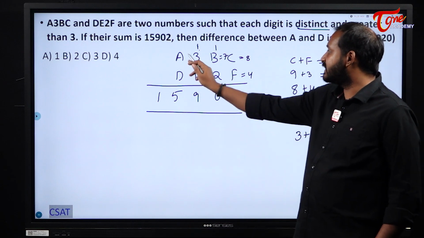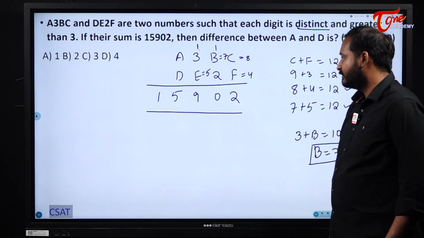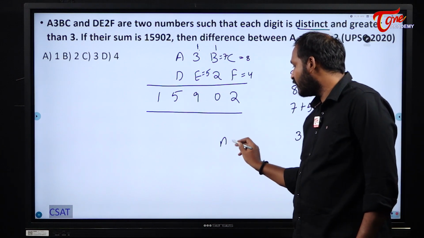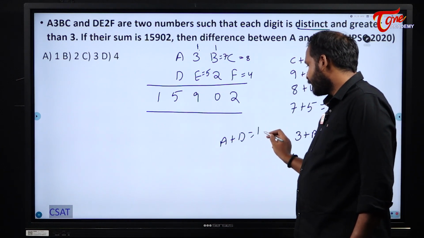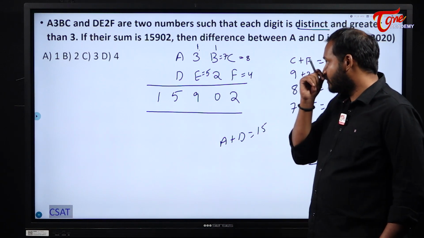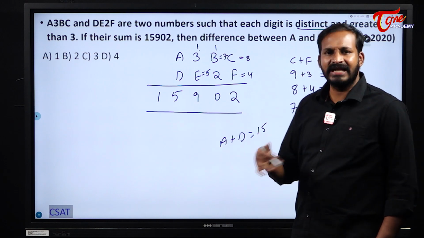So now what are the chances for A and D I have here? What are the chances for A and D? A plus D value should become what? 15. Sorry, 15. A plus D value should become 15. What are the chances?